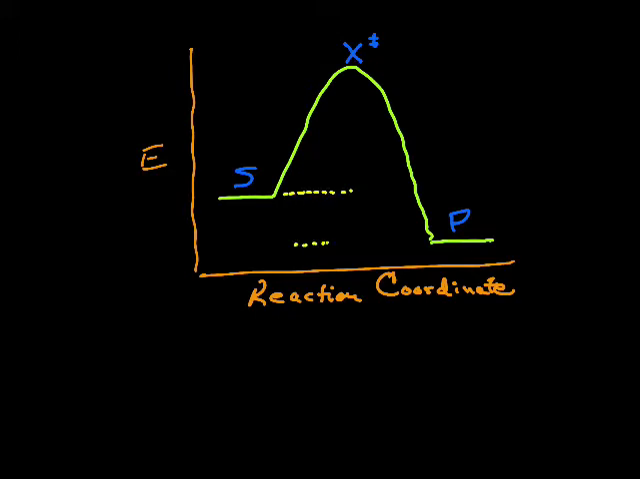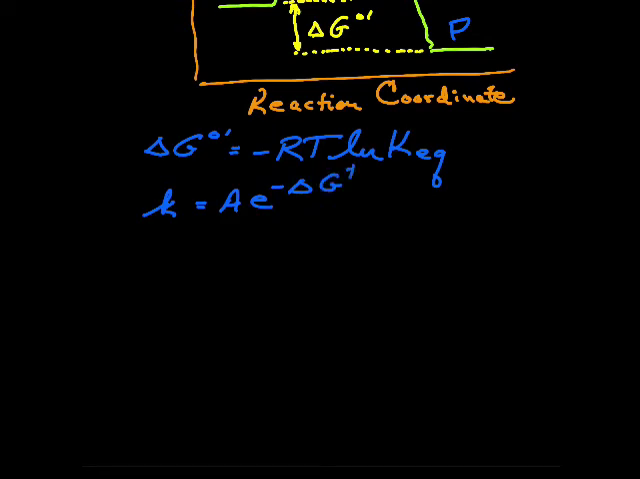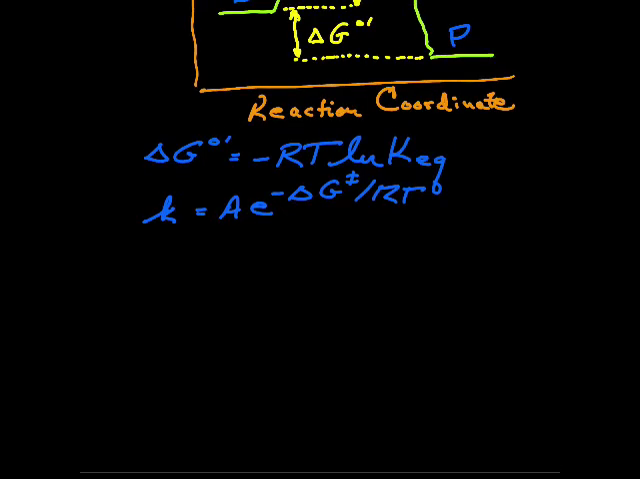That's our transition state. And then we'll label the diagram to show the overall delta G, delta G0 prime, as well as the activation energy for the forward reaction, written as delta G dagger. And now we'll write the two equations that relate delta G and delta G dagger to the diagram that we've just created. One is delta G0 prime equals minus RT ln of KEQ. The other is K equals A e to the minus delta G dagger over RT. But what's the relationship of these two equations to each other?